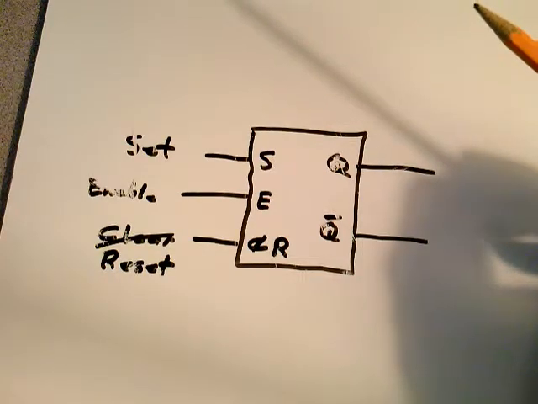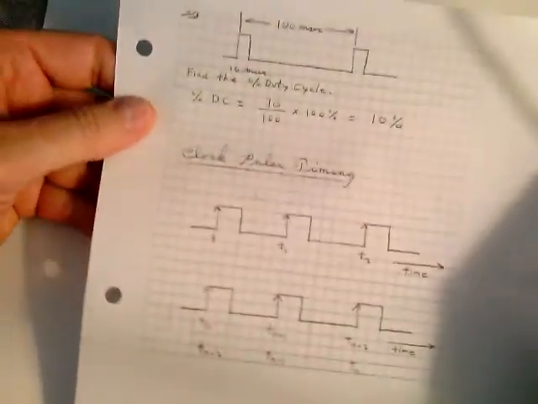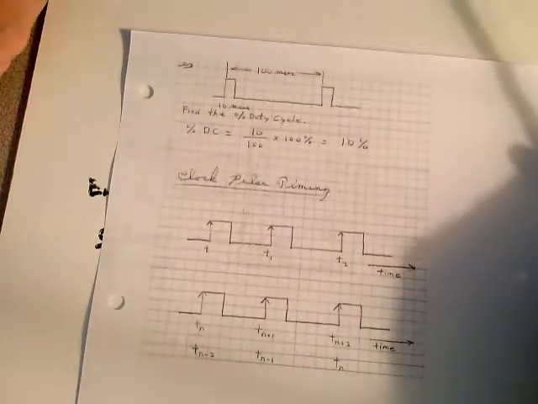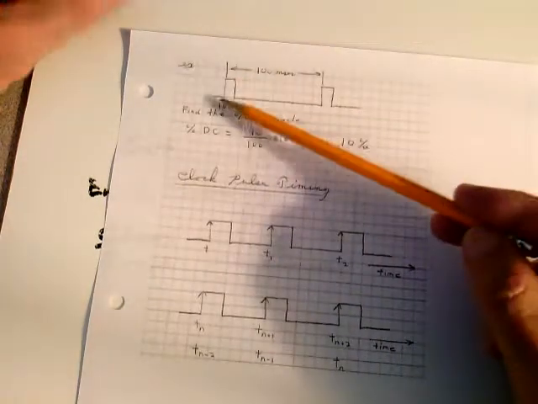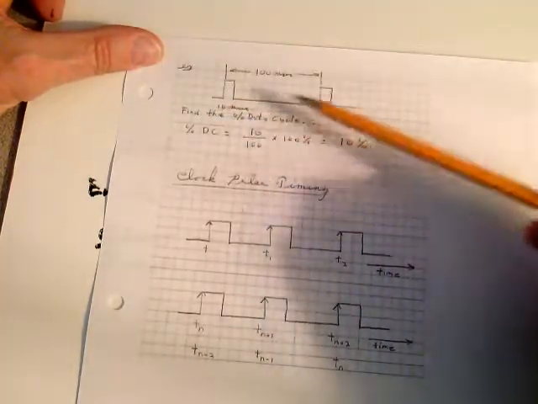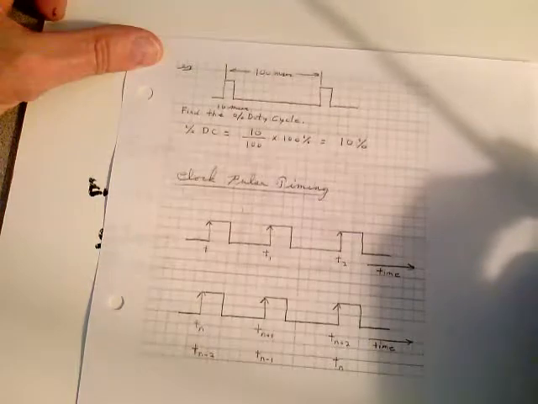And I did another example here on page number 158. That's what a 10% duty cycle looks like. It's high, 10 milliseconds. The total period is 100 milliseconds. Find the percent duty cycle. 10% duty cycle looks like that.